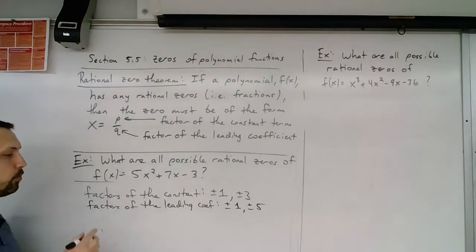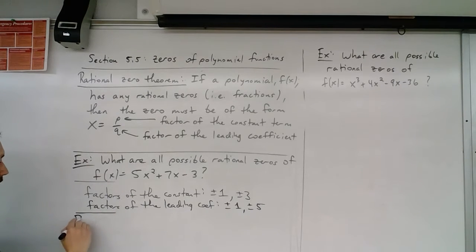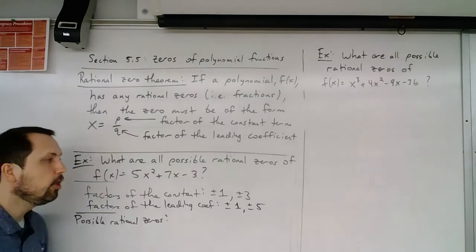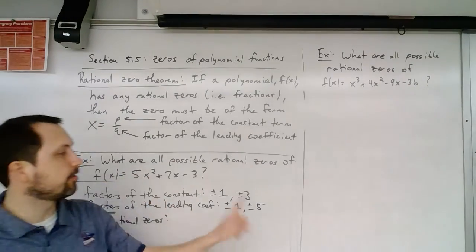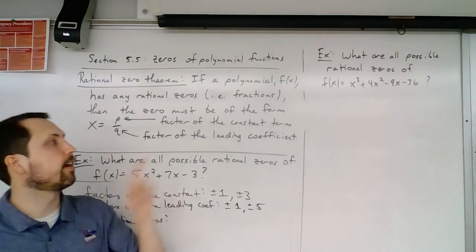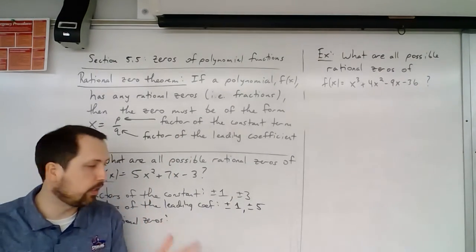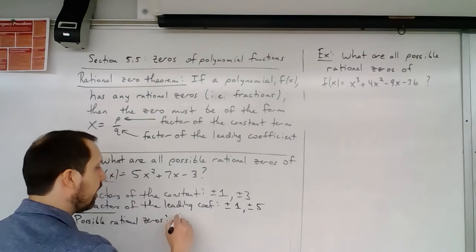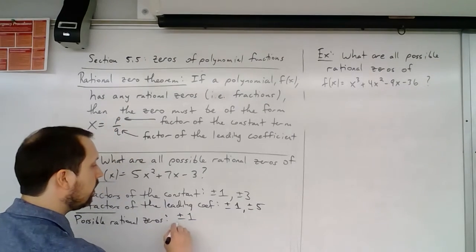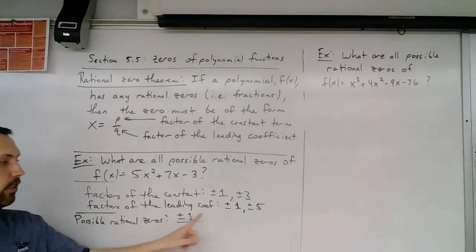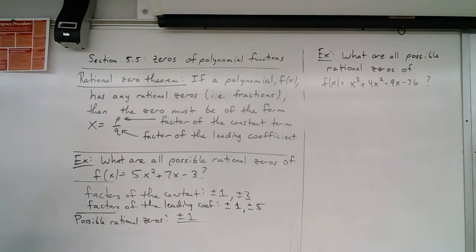So what we're now going to do is make a list of our possible rational zeros. We're going to form fractions where the top number is going to be the factors of our constant and the bottom number is going to be the factors of the leading coefficient. So we're going to have this long list appear. On the top, the constant term is going to be plus or minus 1, and on the bottom, the factors of our leading coefficient are going to be plus or minus 1.